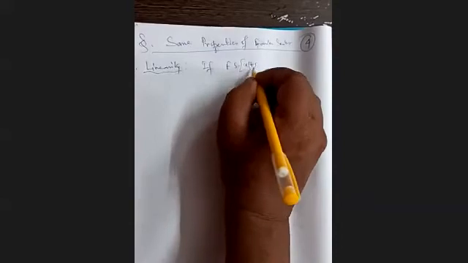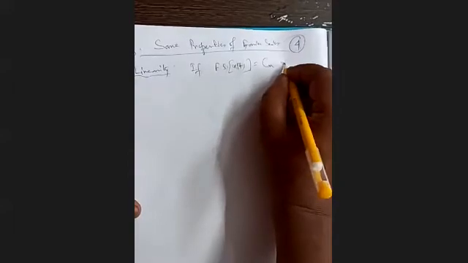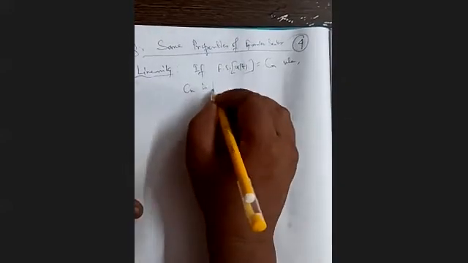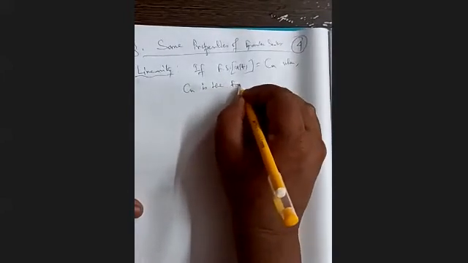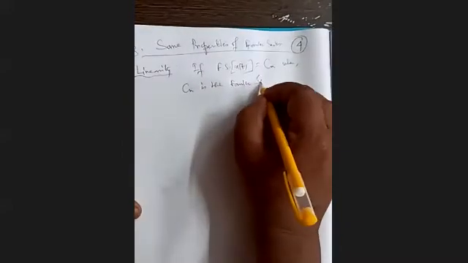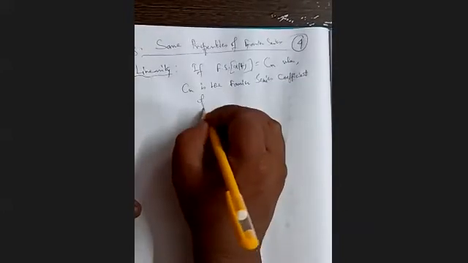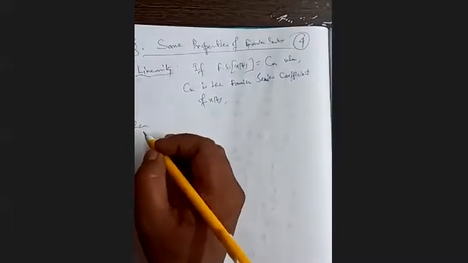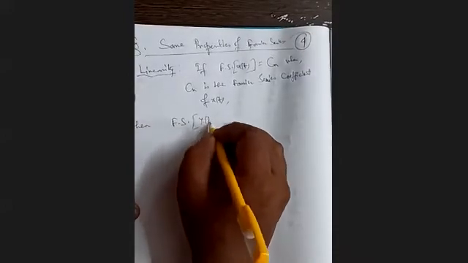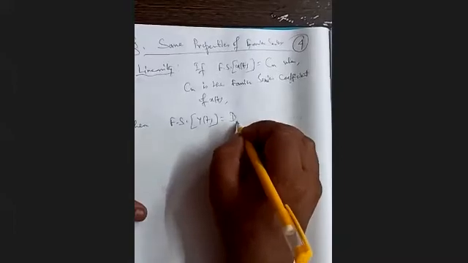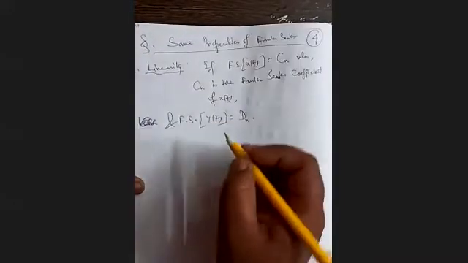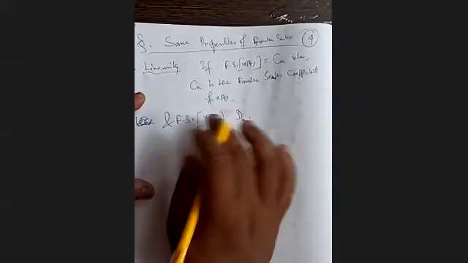If the Fourier series of x(t) gives rise to a Fourier coefficient Cn, Cn means it is the general form of An, Bn, Fn, any Fourier coefficient, where Cn is the Fourier series coefficient of x(t), then the Fourier series coefficient of y(t) is Dn.